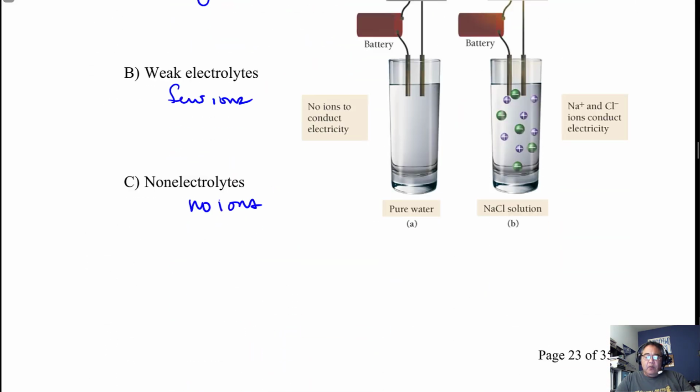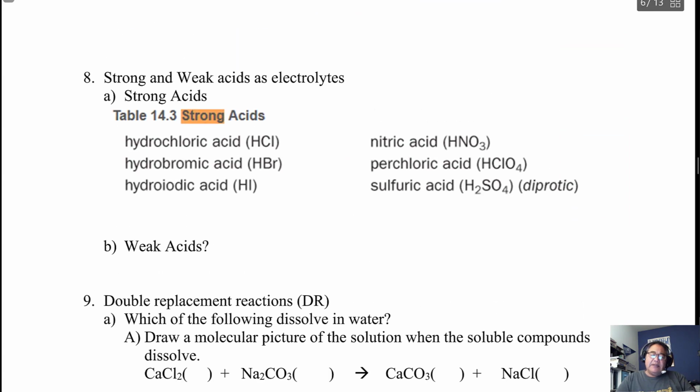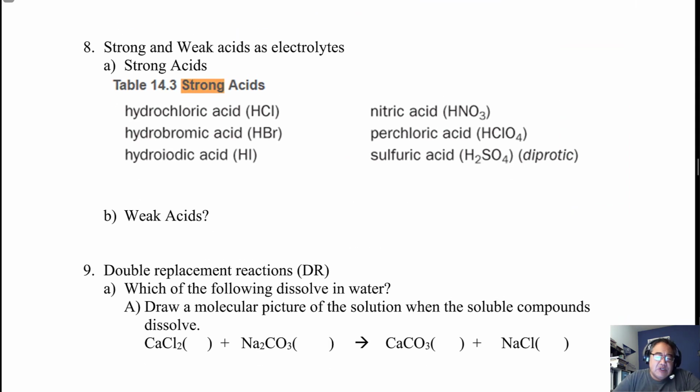Now, one other class, and they don't really talk about it much in this chapter. You'll notice I got this from 14.3 in your book, but I thought I would point this out now. There are a handful of what we call strong acids. Now, acids, if you remember, are molecular compounds. So, for example, HCl, there's no metal in there, right? So it's a molecular compound.